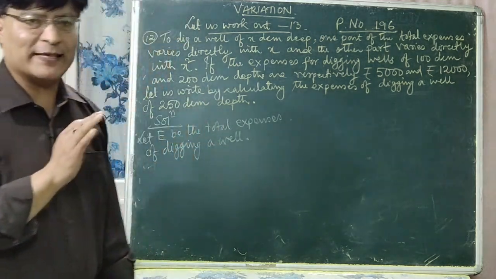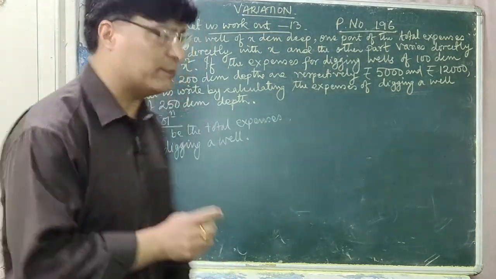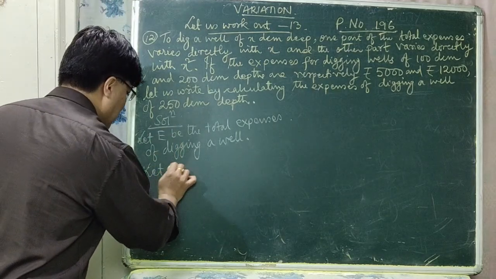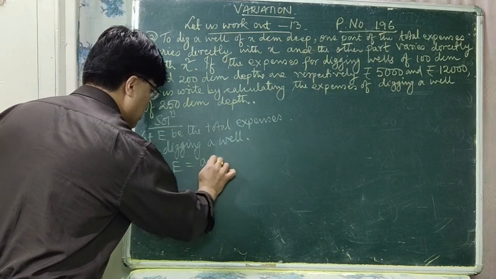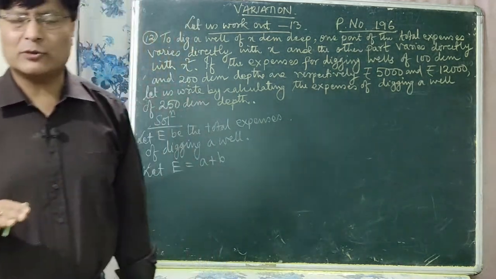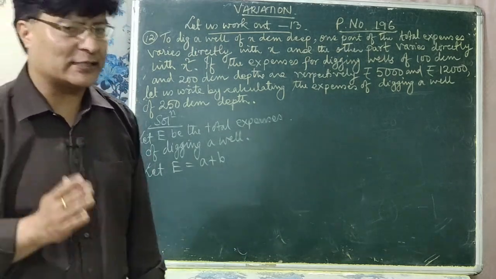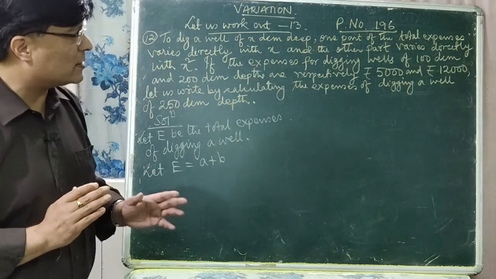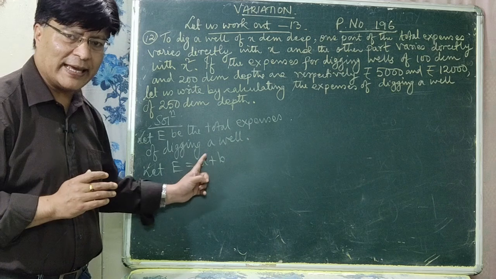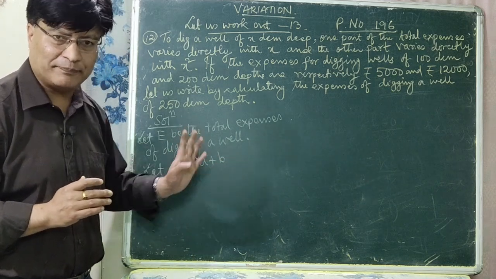Now this expense is divided into two parts. Let the two parts be A and B. So what will you write here? Let E is equal to A plus B. Because in the question it is given that one part of the total expenses varies directly with x and the other part varies directly with x squared. That means the total expense is divided into two parts. So suppose the two parts are A and B. So you can write E is equal to A plus B. Is that clear?